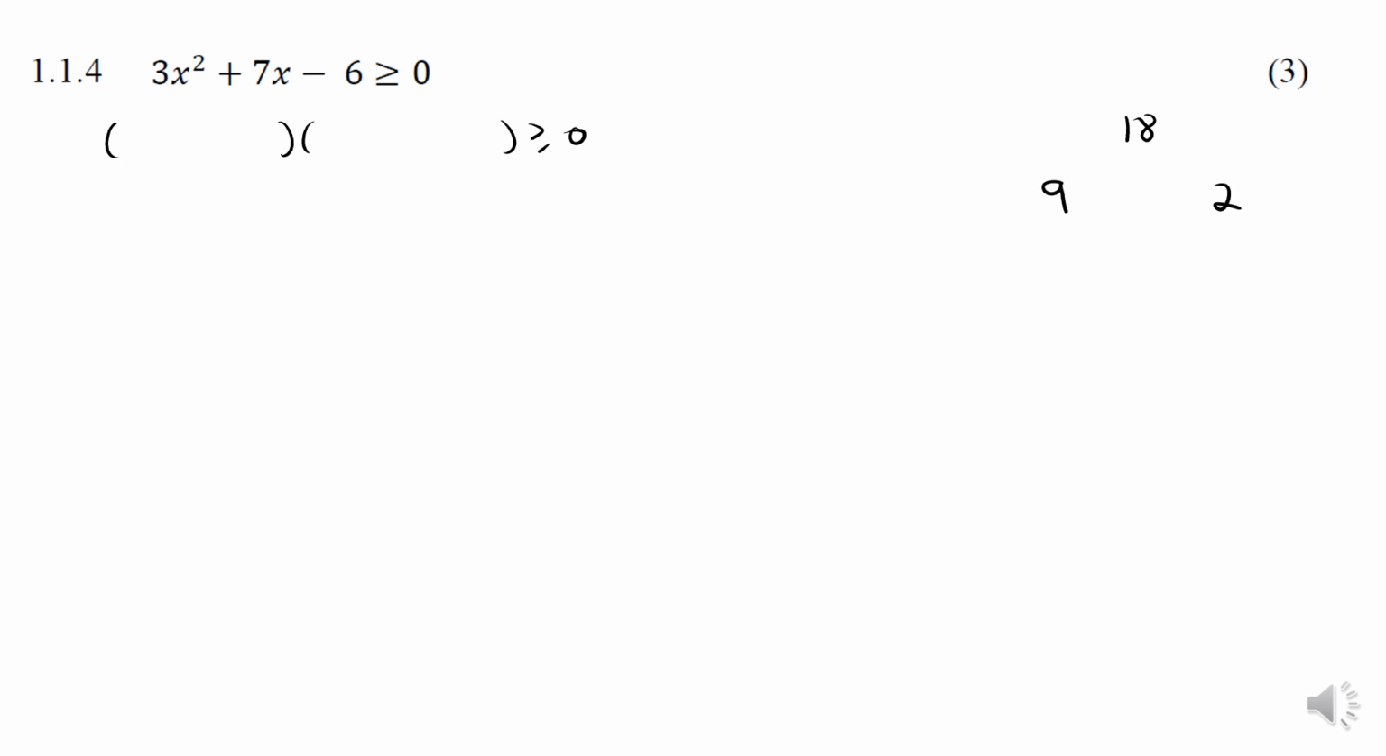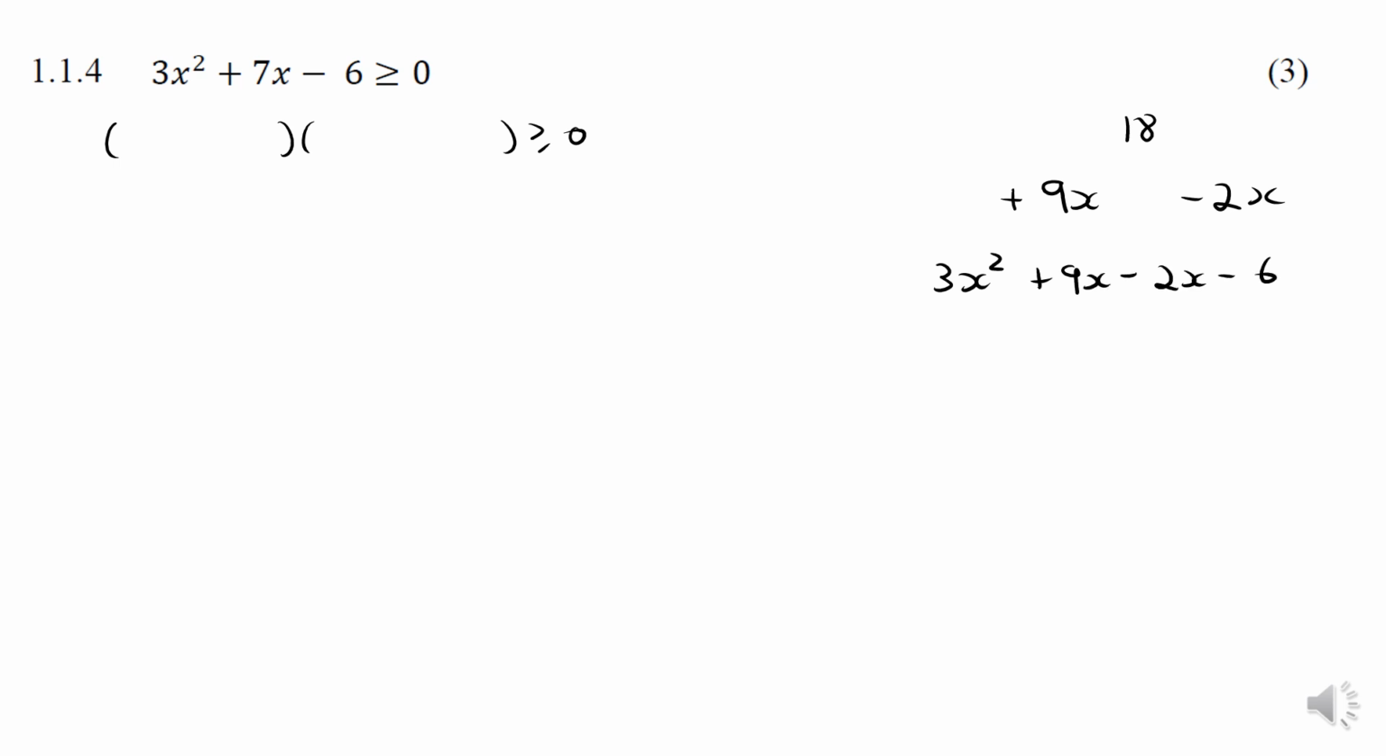And then I have to replace 7x with these two values. So it's going to have to be plus 9x minus 2x to get my positive 7x. So I'm working with 3x squared plus 9x minus 2x minus 6.